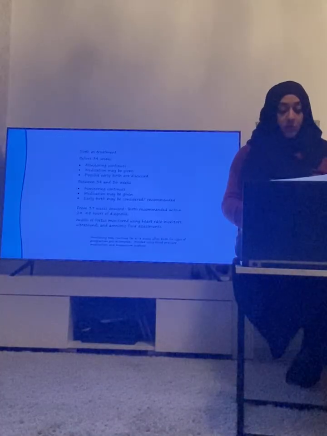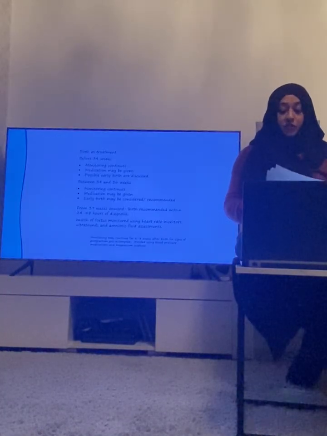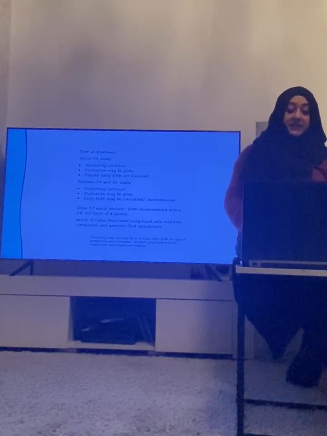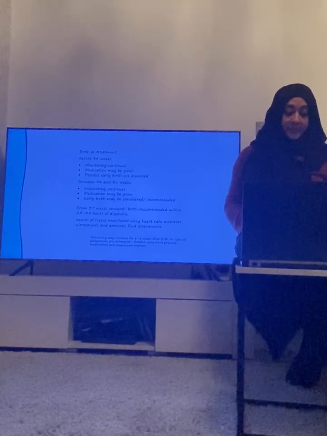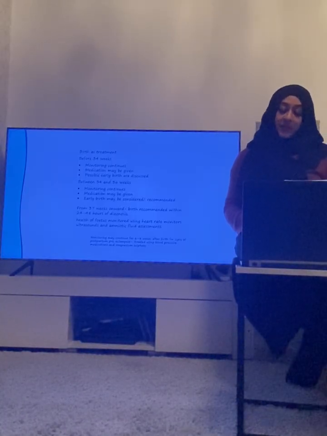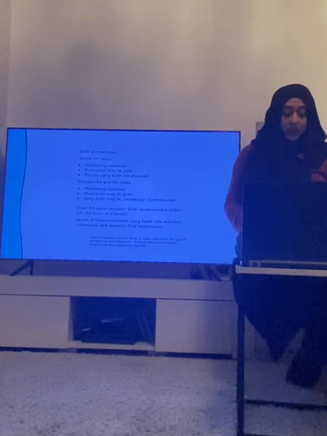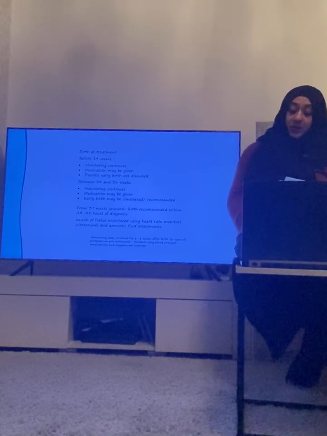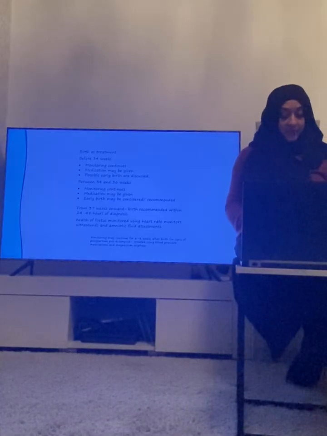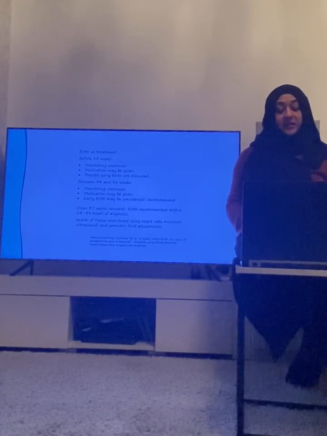Healthcare professionals may also advise birth as treatment. The only cure for preeclampsia is giving birth to the baby and placenta. Decisions about timing depend on how severe the condition is and how far along the pregnancy is. So before 34 weeks, close monitoring will continue. Medication may be given to help with blood pressure, and plans for possible early birth are discussed.